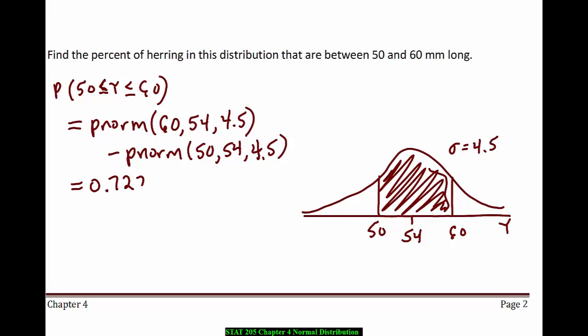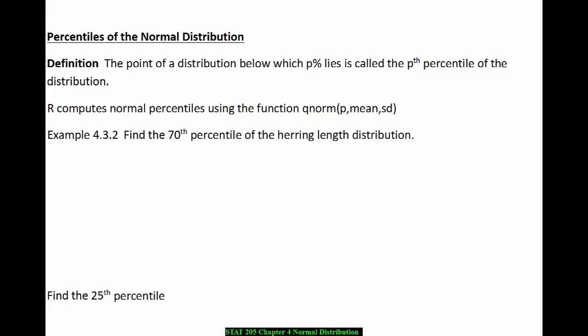So 0.722. Now we asked for the percent. The probability of a randomly selected herring being between 50 and 60 millimeters is 0.722. So that means that 72.2% of randomly selected fish will be between 50 and 60 millimeters long. So that gives you an idea of how to accomplish task 1 for this set of lecture notes: with a given value, find a probability associated with it.